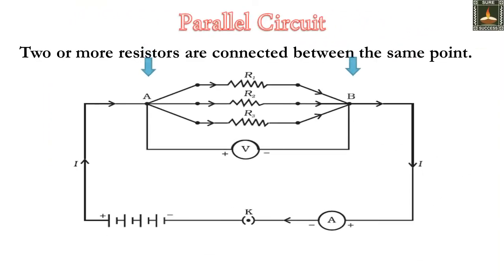Resistors in parallel. When two or more resistors are connected between the same two points, they are said to be connected in parallel. And according to the law of combination of resistances in parallel, the reciprocal of the combined resistance of any number of resistances connected in parallel is equal to the sum of the reciprocals of the individual resistances. That is 1 by R equals 1 by R1 plus 1 by R2 plus 1 by R3 and so on.